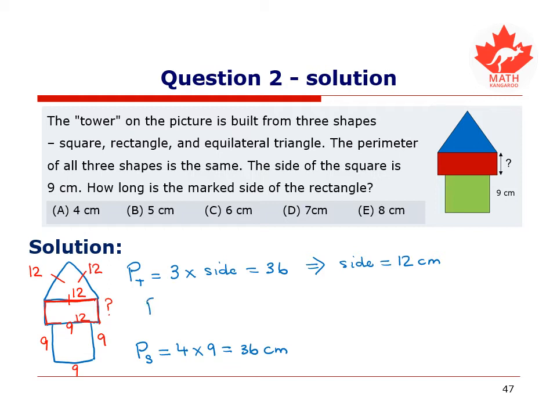The perimeter of a rectangle would be equal to 12 plus 12, or 2 times 12, plus we've got the unknown thickness plus the unknown thickness, so 2 times question mark. The perimeter of the rectangle equals the perimeter of the square and the triangle, so it's also equal to 36.